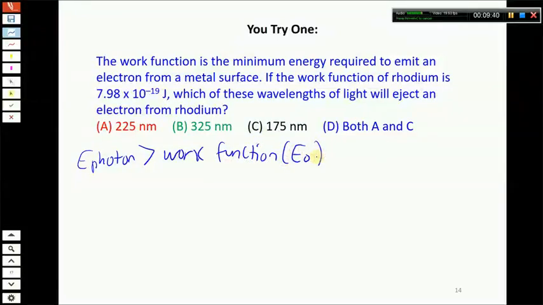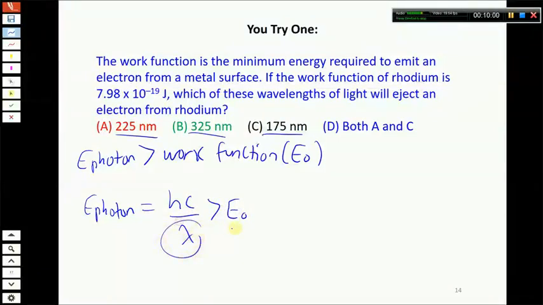Those two are directly related to each other. So this is what has to be true. The energy of the photon we have, again, we're using wavelengths here, so we know that the energy and the wavelength are related by hc over lambda, and that has to be greater than the threshold energy. So then what we want to do is solve for lambda.